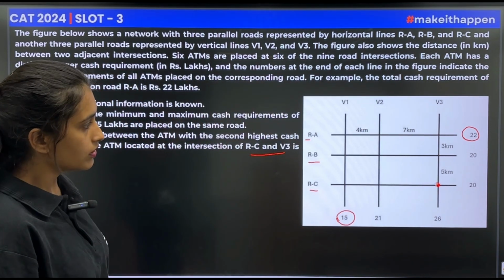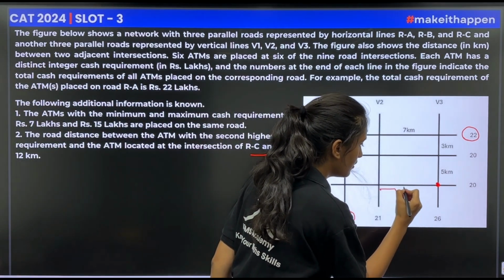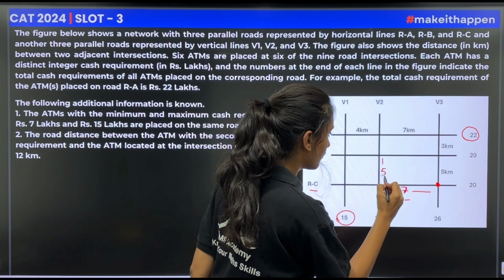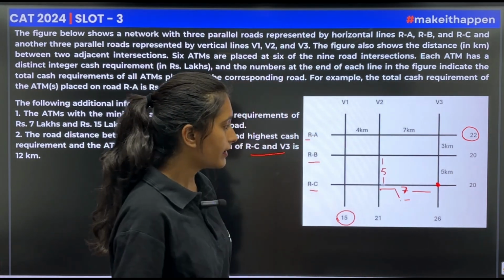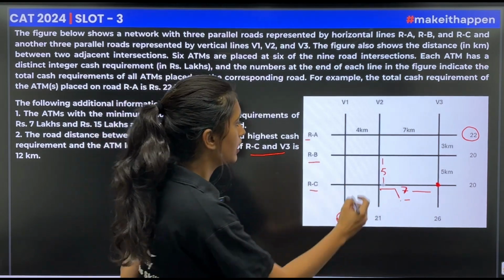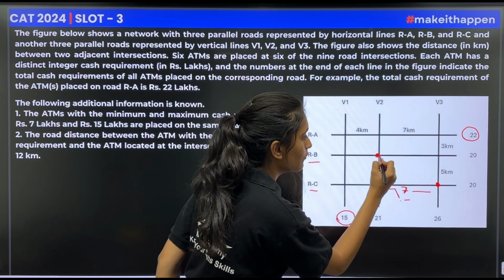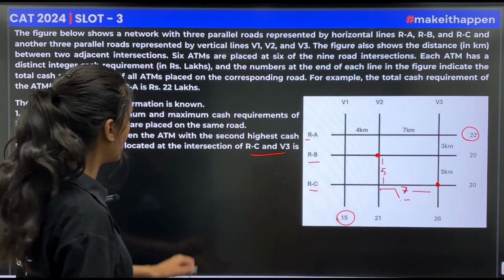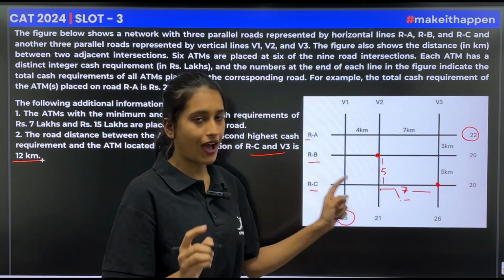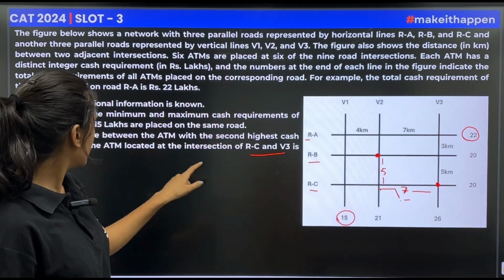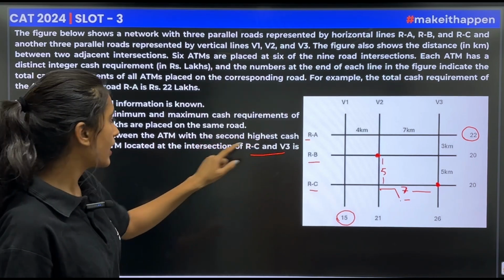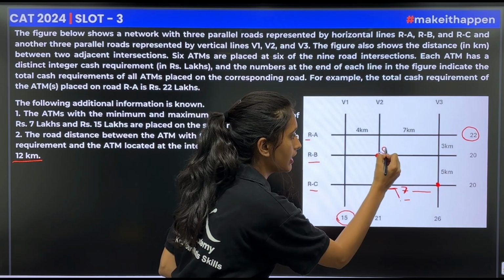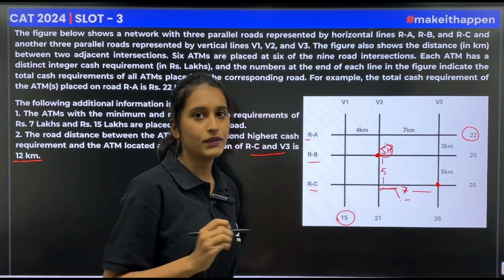Okay. So if this is 7 and this is 5, can I say that my second highest cash requirement ATM will be placed over here? Because we have said that the total distance between the ATM located at the intersection of RC and V3 and that of the ATM with the second highest cash requirement is 12 kilometer. So ultimately my second highest ATM will be placed over here. I hope that's clear to you.